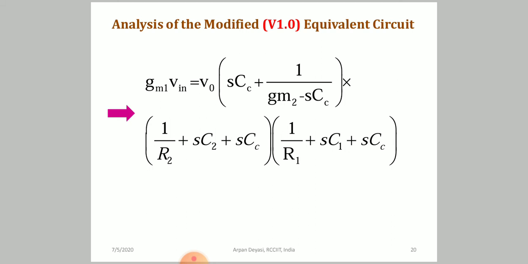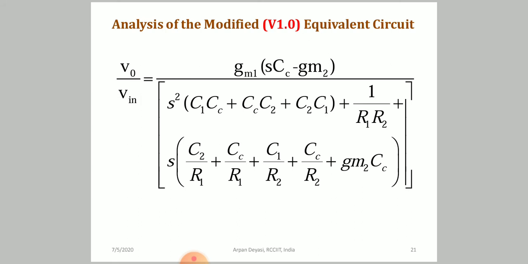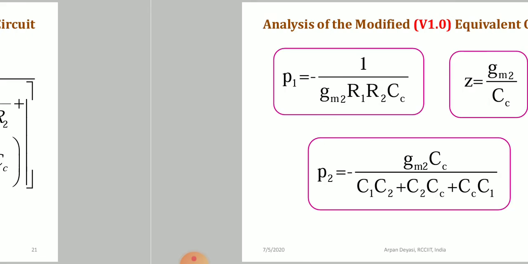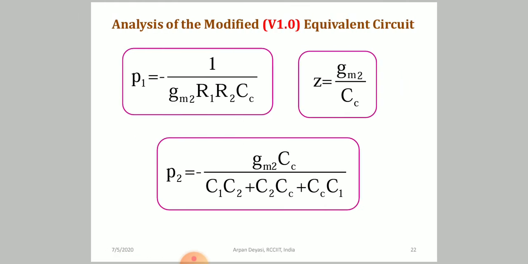And so the version 1.0 of the modified circuit will give you a transfer function where look out how the symmetry occurs in the denominator. The S square coefficient is C1 CC, CC C2 and C2 C1, all additive. The constant term is very simple, 1 by R1 R2. And the S term is C2 by R1 plus CC by R1 plus C1 by R2 plus CC by R2. So it's a beautiful symmetry that nature provides us. And if I analyze again in the same format, we will get a 0 at the numerator.